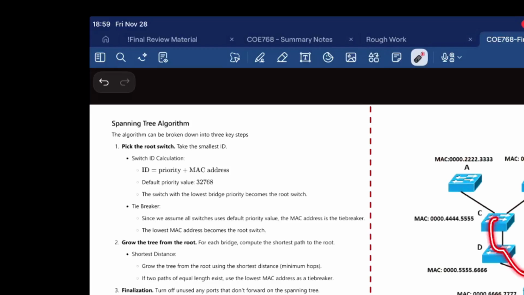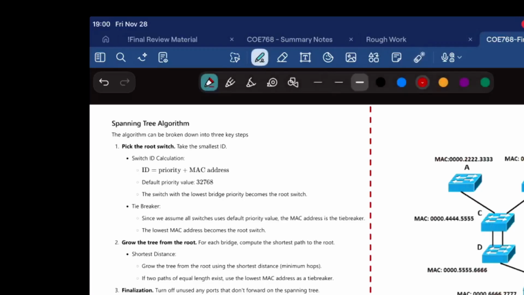It takes 1, 2, and 3. Same thing here, 1, 2, and 3. Therefore, both are even, and thus it will choose the switch with the lower MAC address. So in this case, switch B.